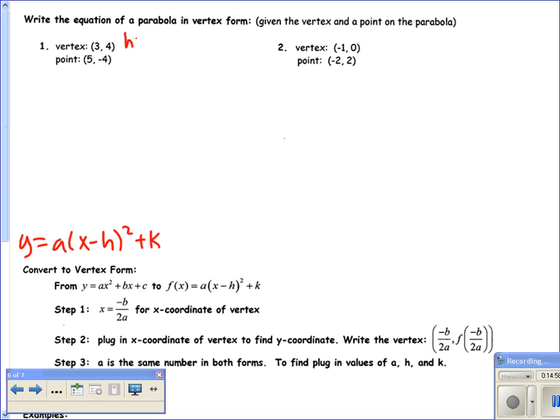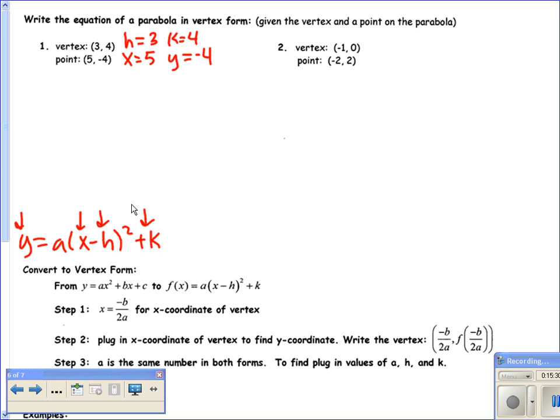So that means that my h value is 3 and my k value is 4. So that's what I'm going to plug in for h and k. Then I have my point. So that point is just going to be in any x and y that's on my parabola. So I'm going to say x is equal to 5 and y is equal to negative 4. So notice that I have a y value, I have an x value, my h, and my k. The only thing I'm missing is a. So that's what I'm going to find when I plug these values into my equation.